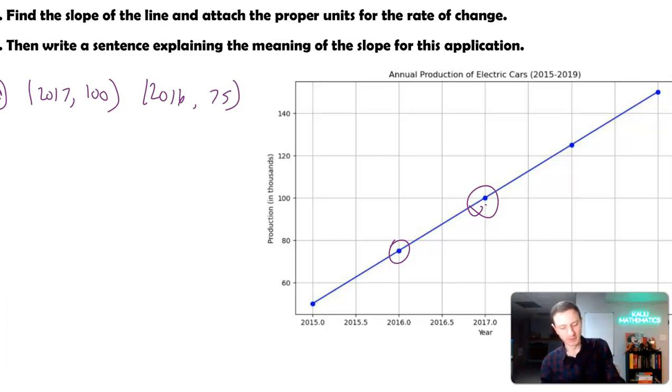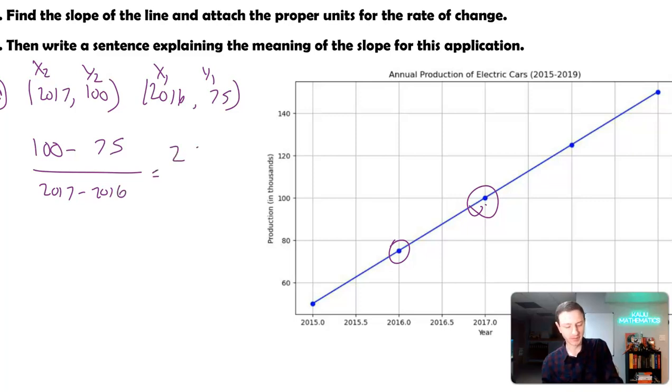So here we go. I'm going to call this my X1 and this my Y1, and I call this one my X2, Y2, I kind of just went backwards. So Y2 minus Y1 over X2 minus X1. So 100 minus 75 is 25, over 2017 minus 2016 is 1. So 25 over 1. Now let's understand this.